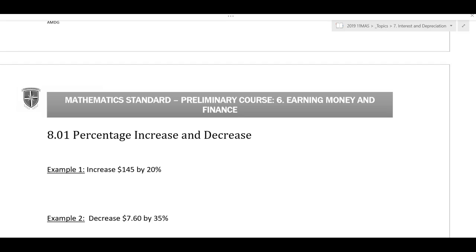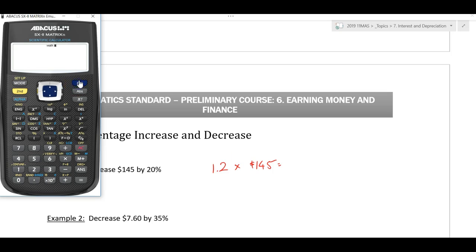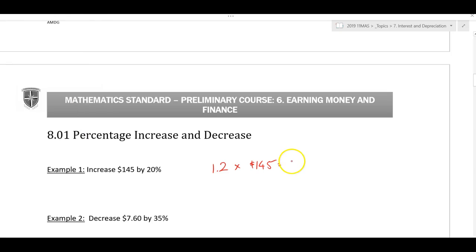Here's example 1. Increase $145 by 20%. If I start with the full amount, 100%, and I increase it by 20%, I'm going to end up with 120%. So what's 120% of 145? It is 1.2, like 1.20 if you like. That's 120% times 145 equals, and now it comes to the calculator. 1.2 times 145 equals 174.